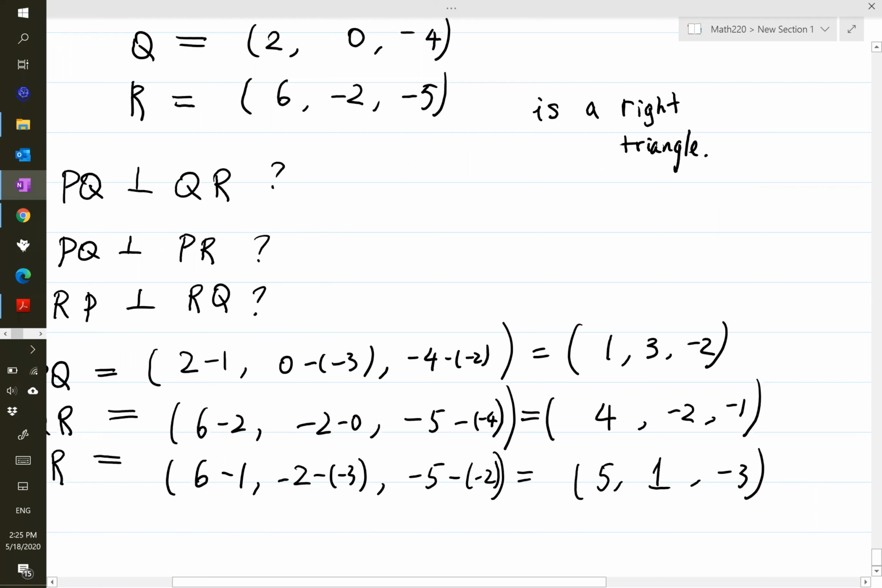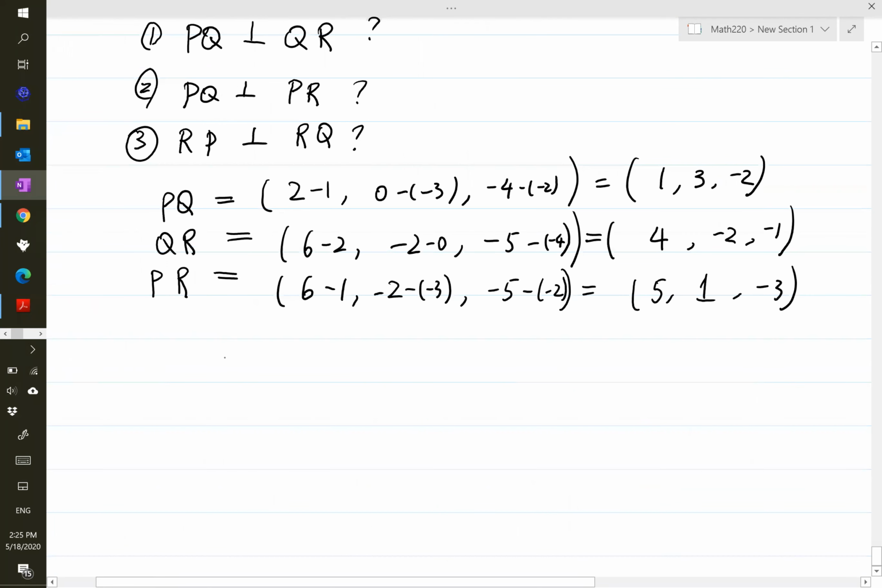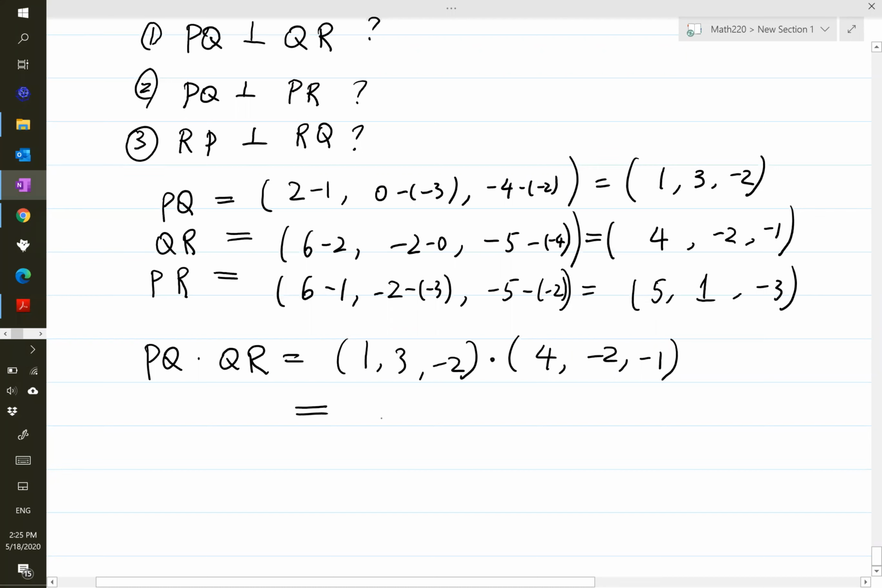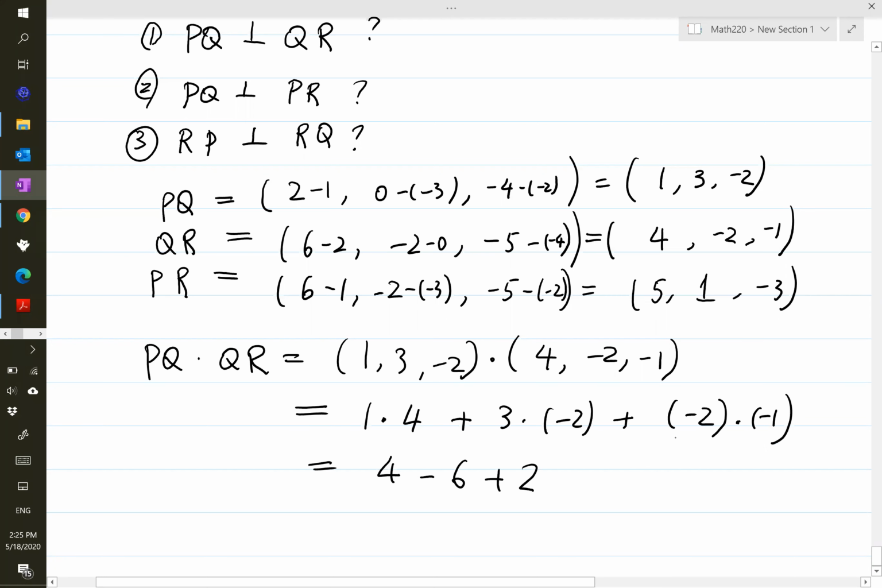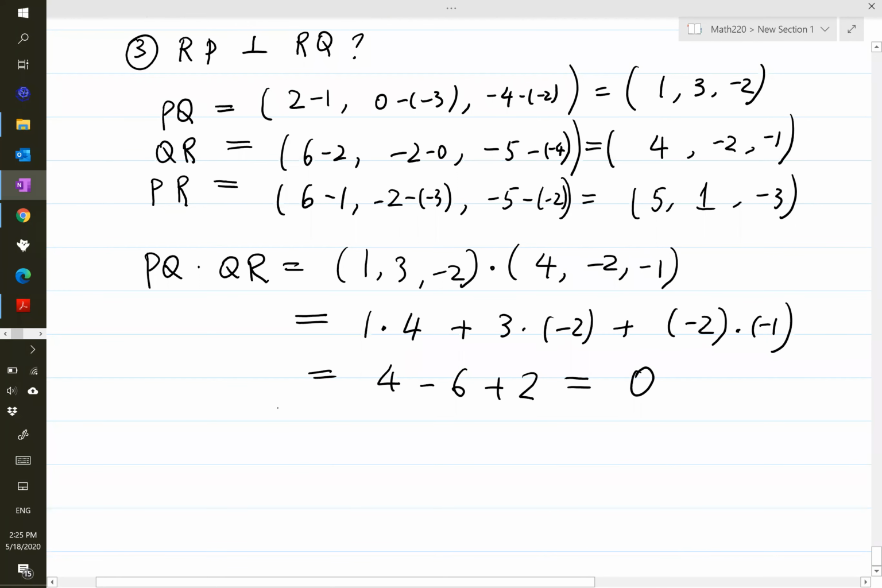And check whether they are perpendicular or not by using the dot product. We check PQ dot QR, component-wise: 1, 3, -2 dot 4, -2, -1. So we get 1 times 4 plus 3 times -2 plus -2 times -1. This is 4 minus 6 plus 2, which is 0. So by the dot product, the vector PQ is perpendicular to QR. Then we know the triangle is indeed a right triangle.